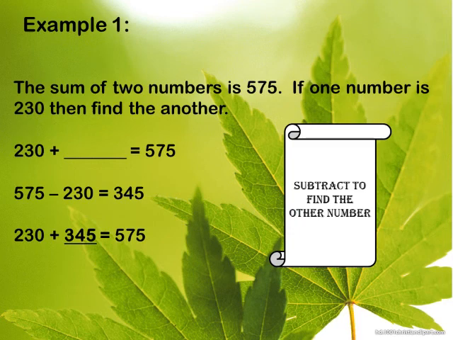So to find out the missing addend, you should use the operation minus. Then you write the next step as 575 minus 230 will give you the answer as 345, which is nothing but the missing addend. So 230 plus 345 will give you 575.